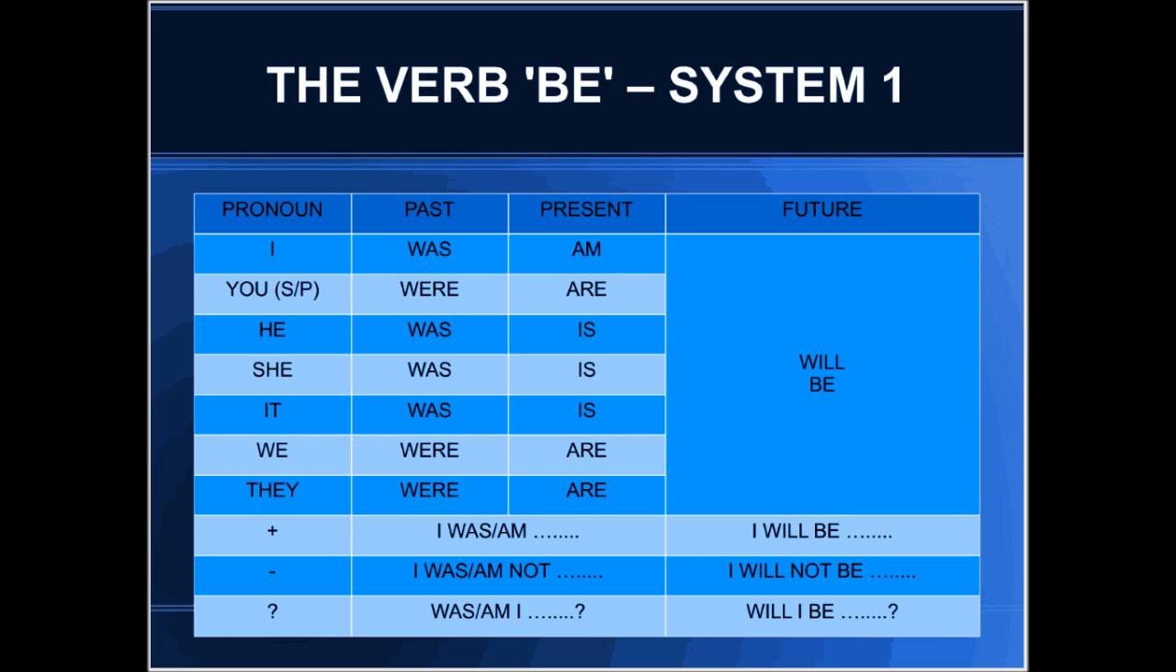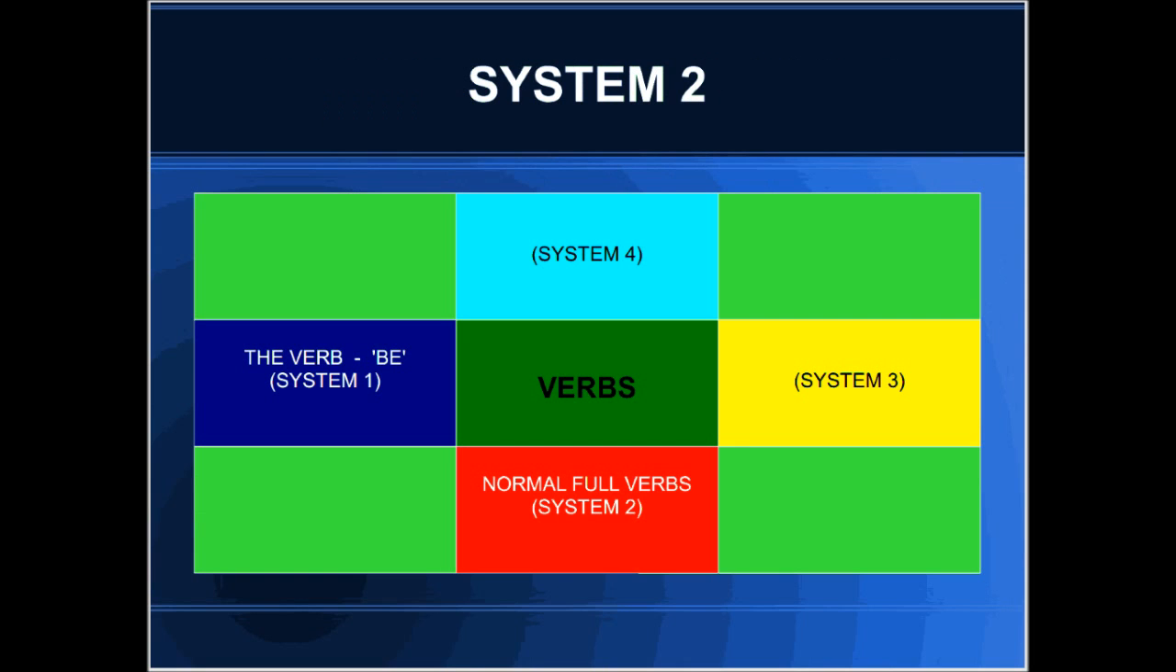So you should now be able to see the basic verb map system again, the four systems. First system that we just looked at was the system with the verb be. Now we have normal full verbs, system 2. These of course get subdivided into regular and irregular, sometimes just called normal verbs, sometimes just called full verbs. So it's important to recognize the different processes that will be at work in the student's mind as they encounter this information.